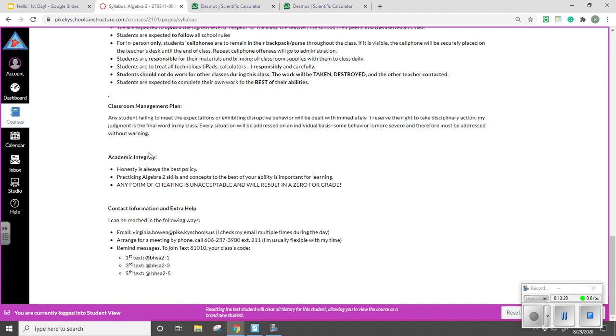Academic integrity. Honesty is always your best policy. Practicing your math skills, whether it's Algebra 2 or Algebra 1 or a senior math, make sure you always do it to the best of your ability because it's important for your learning. Practice work, I know, isn't always that fun, but it's really important to make sure that we know our concepts. And lastly, any form of cheating is unacceptable and will result in 0 for a grade.